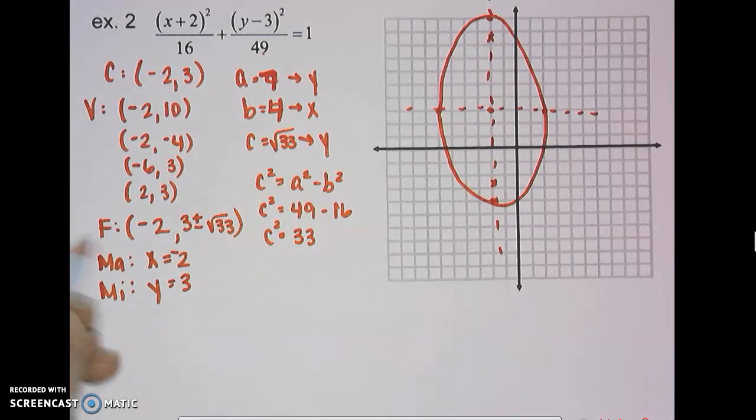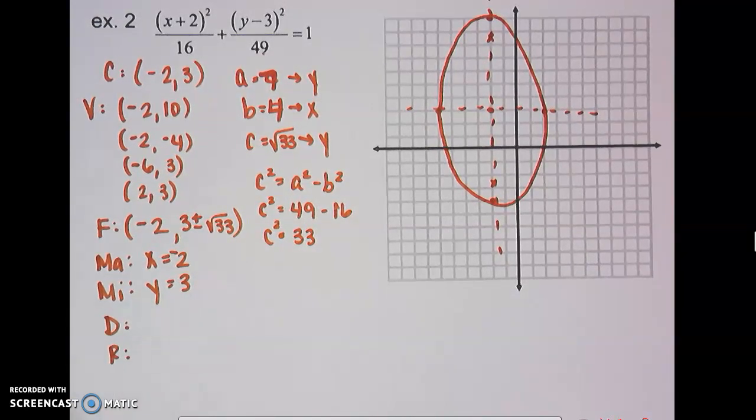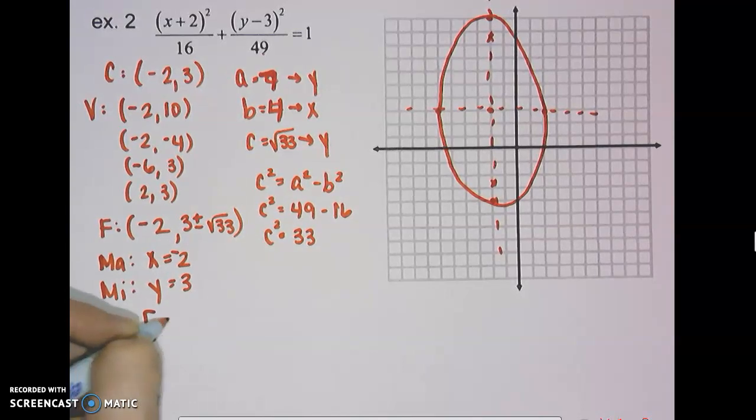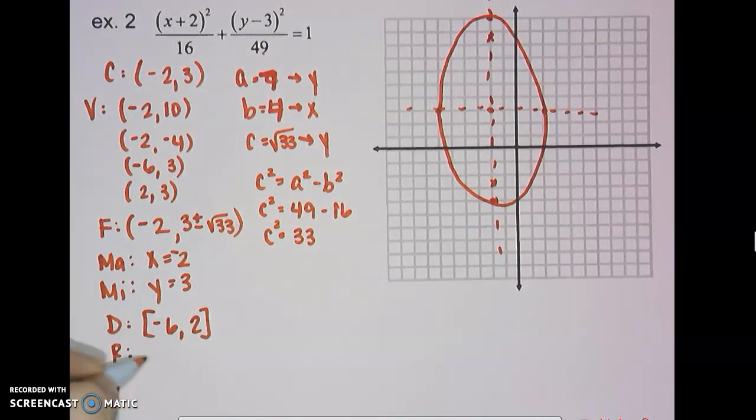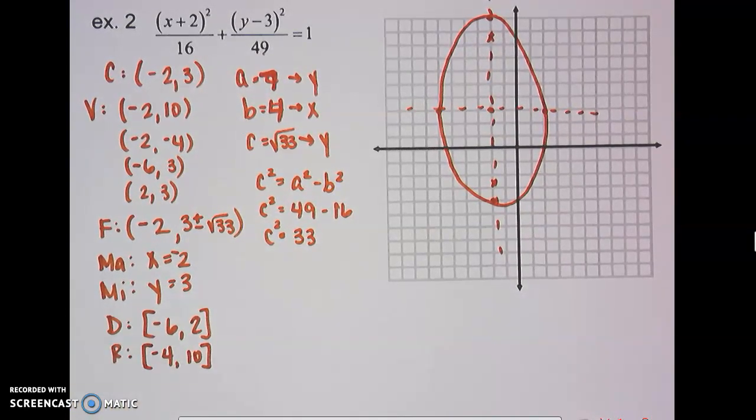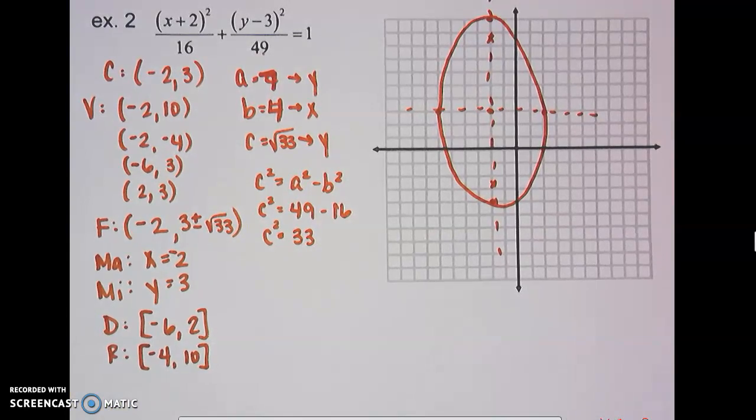All right, last things here, domain and range. You can either get those from the graph or from your vertices. So the domain, we're going from -6 to +2, from least to greatest, and range, we're going from -4 up to a +10. So with all of these things, you just got to make sure you're looking at the particular parts that you need to and keeping track of everything, and you're good to go.